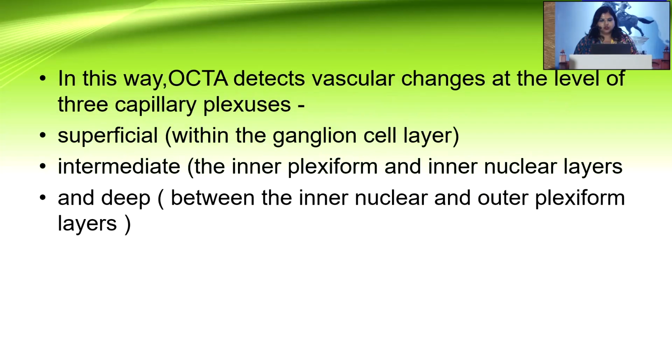plexuses. So basically, OCTA detects the vascular changes at the level of 3 capillary plexus: superficial, which is within the ganglion cell layer; intermediate, between the inner plexiform and inner nuclear layers; and deep, which is between the inner nuclear and the outer plexiform layers.